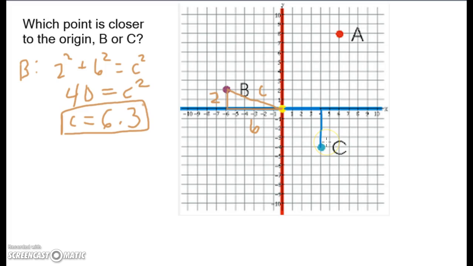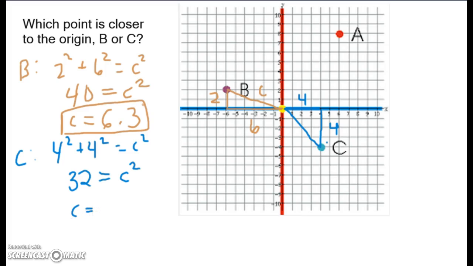All right, so on this one, this side is 1, 2, 3, 4. And this side is 1, 2, 3, 4. And that will be the distance between C and the origin. So again, I'm going to do the Pythagorean theorem. So I'm going to do 4 squared plus 4 squared equals C squared. 4 squared plus 4 squared comes out to be 32. And the square root of 32 is 5.65. So I'm going to round that to 5.7.